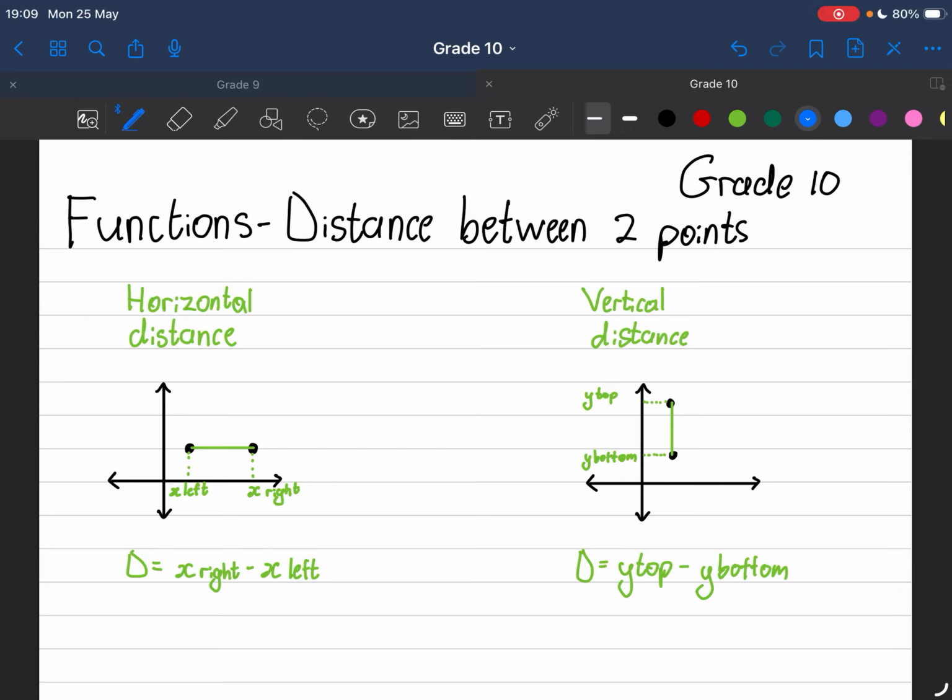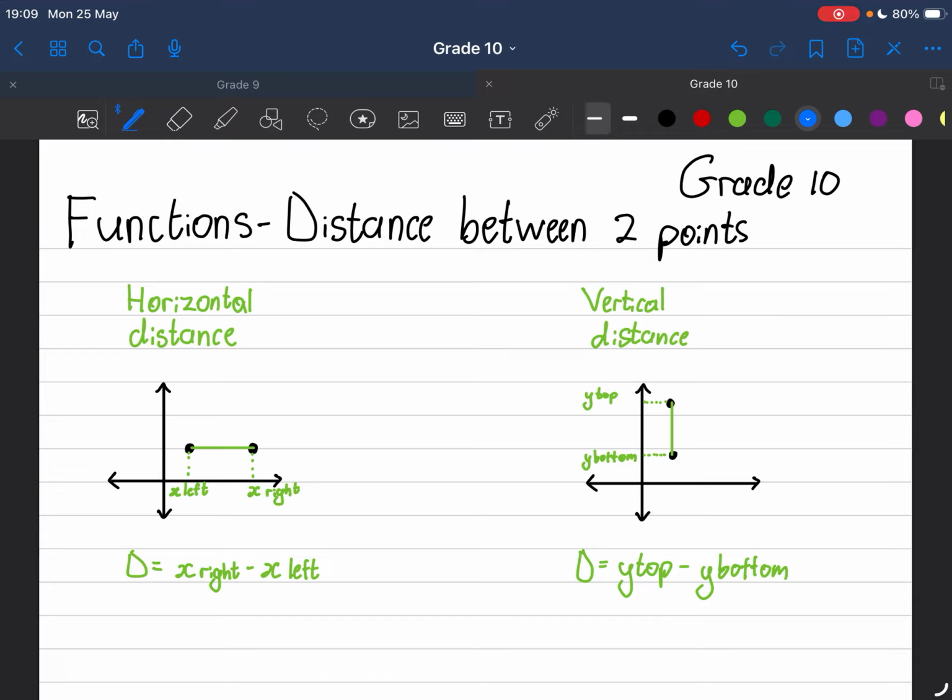Alright, this video is on a simple concept, which is calculating the distance or the length between 2 points. This is for grade 10. There are two things you have to remember: there's a horizontal distance and a vertical distance.